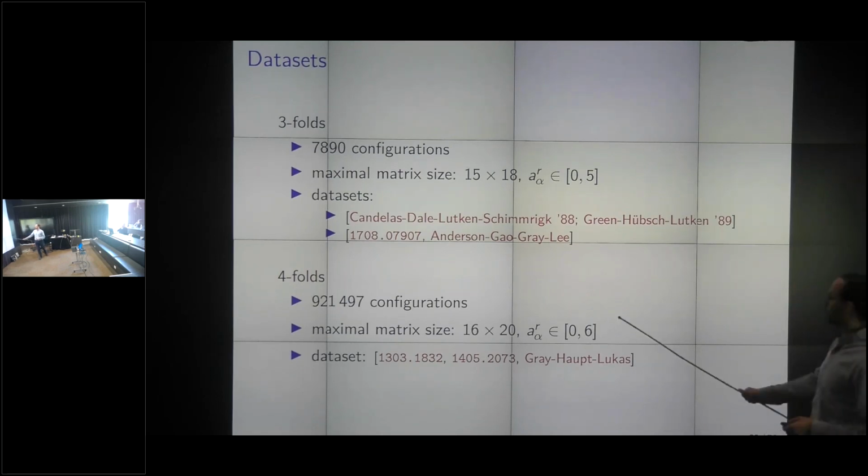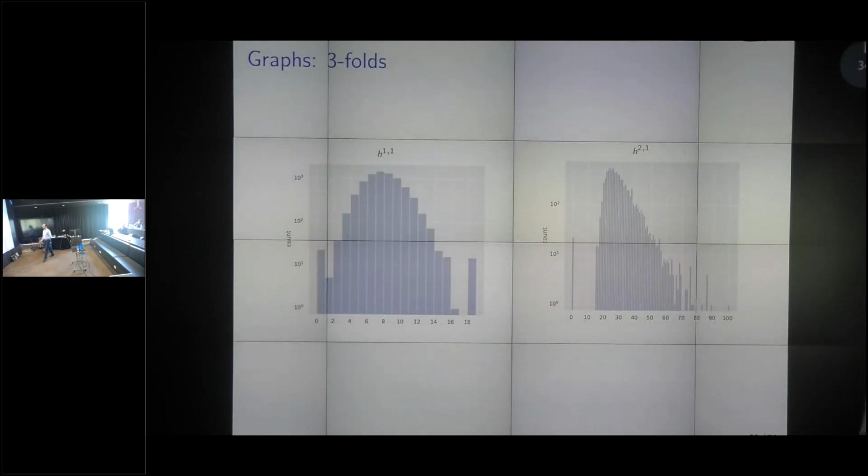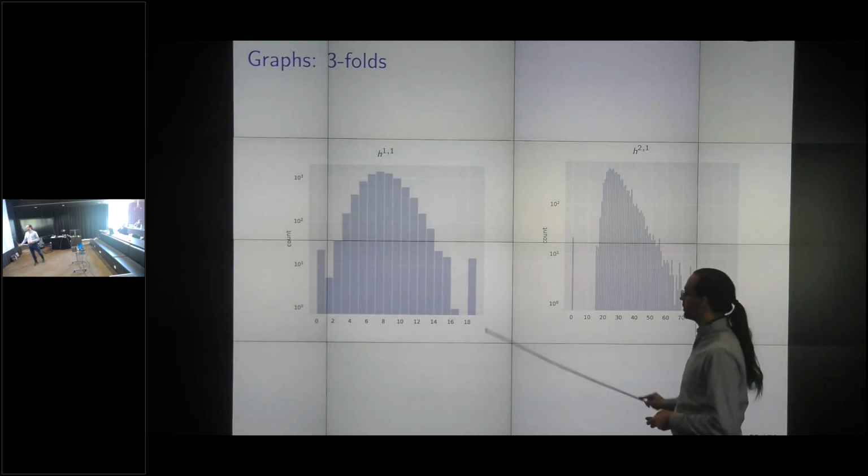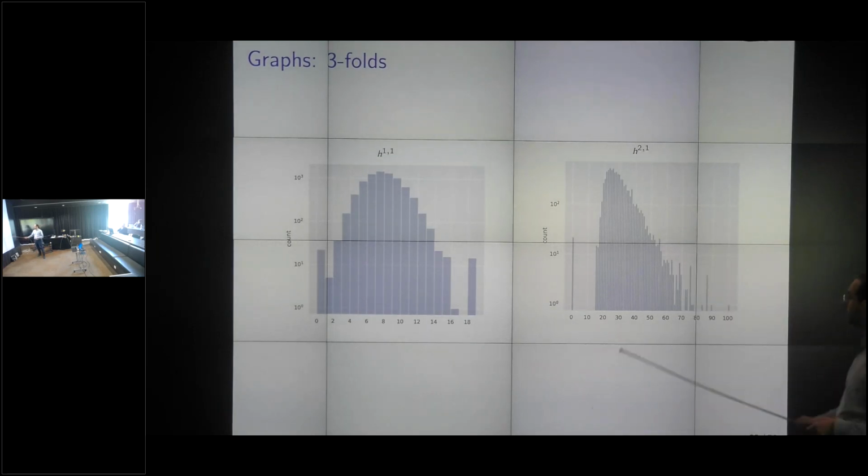The entries of the matrices are integers, from 0 to 5 and 0 to 6. Here are the distributions for the 3-fold. You see here it's a nice kind of Gaussian distribution. Here it's a bit nastier, so this problem, in fact, will be harder to solve.